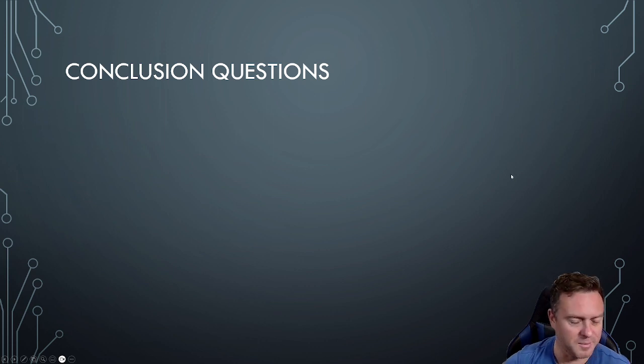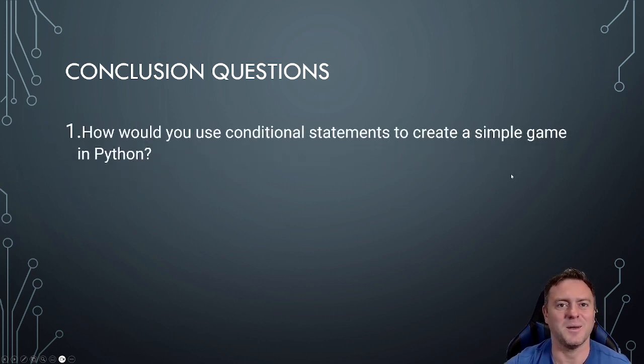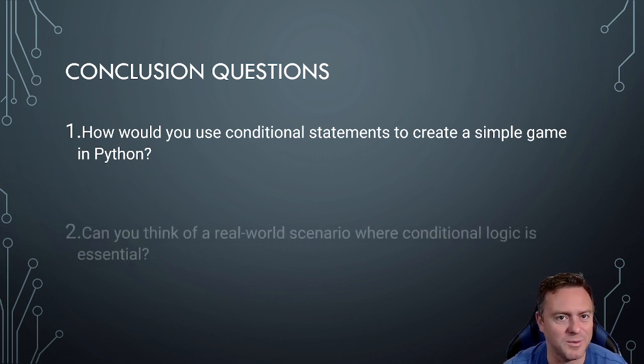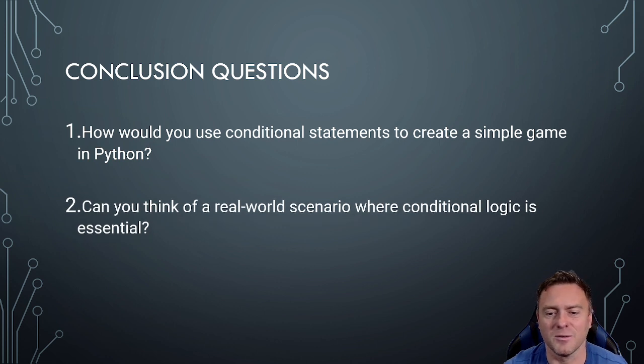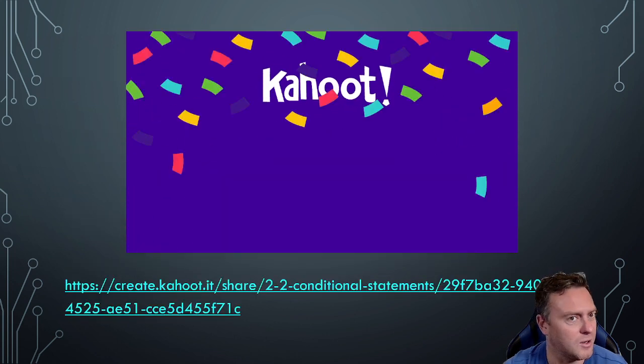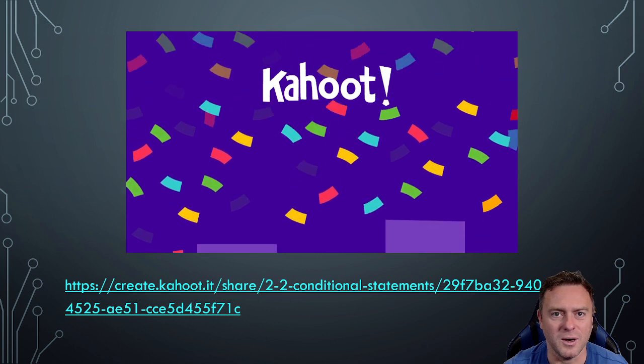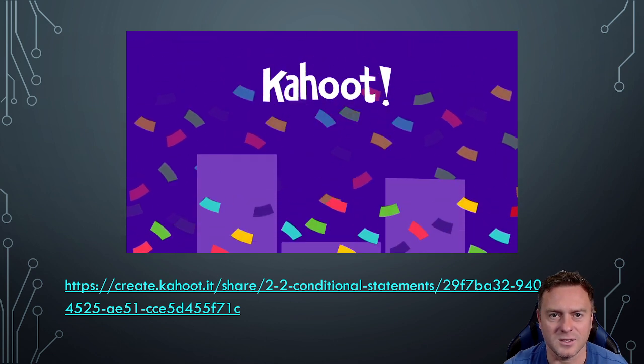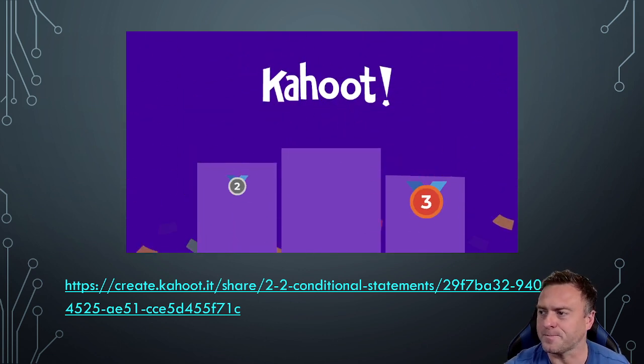So some things to think about at the end. I know there's probably a lot of information. How would you use conditional statements to create a simple game in Python? So you might have a little dice rolling game, for example. And how can you think of a real world scenario where conditional logic was essential? And how might understanding conditional statements help you with other programming languages? They're super important, I think. There is a Kahoot down the bottom there, so have a go at the Kahoot and play around with it, because then inside of that, you might learn a little bit more.